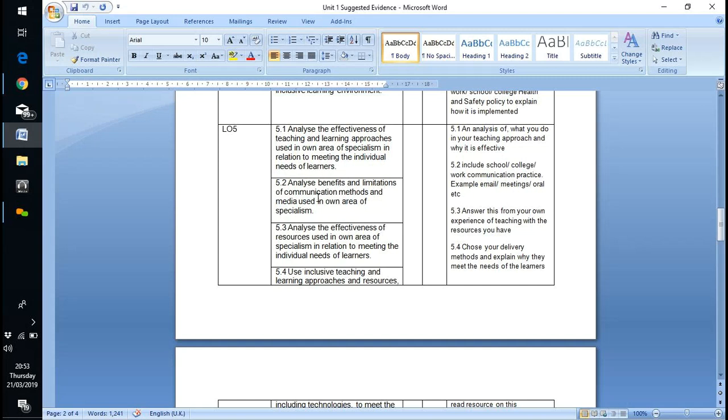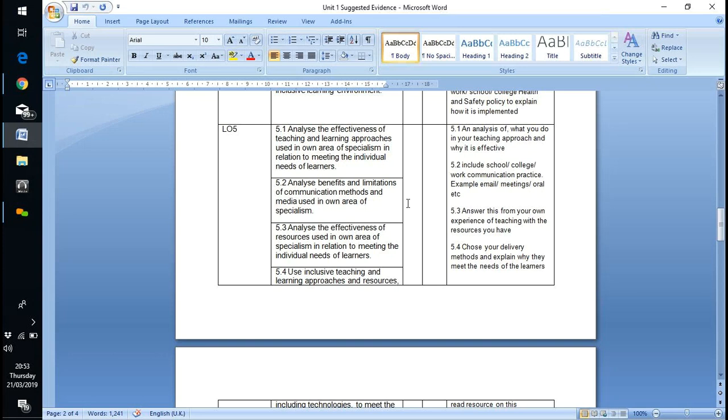Analyse the benefits and limitations of the communication methods and media used in your own area of specialism. So it's looking at how you communicate with other people in the school, how you communicate with your learners, and the communication methods that are used in there as well.